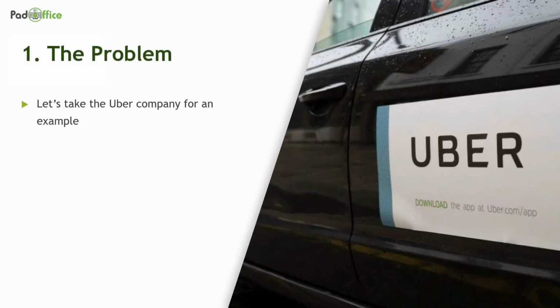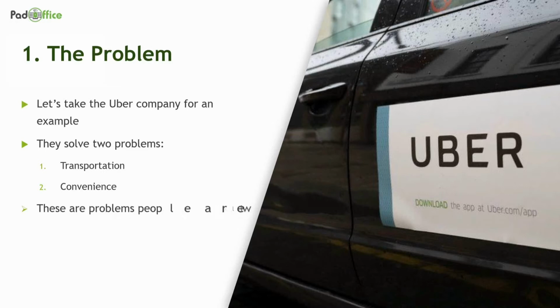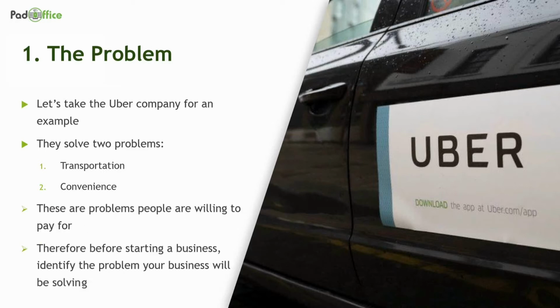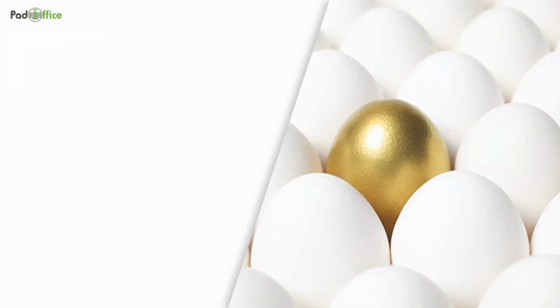Let's take the Uber company for an example. They solve two major problems. Number 1, transportation. Number 2, convenience. So these are problems people are willing to pay for. Therefore, before starting a business, identify the problem your business will be solving. We'll be looking deeply into the Uber company example later on in this video.